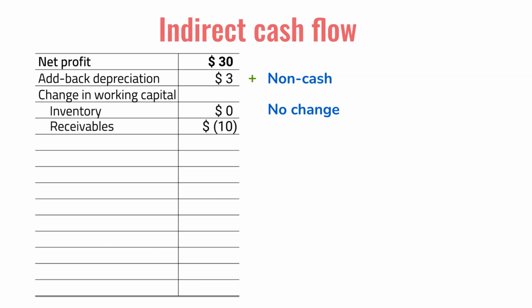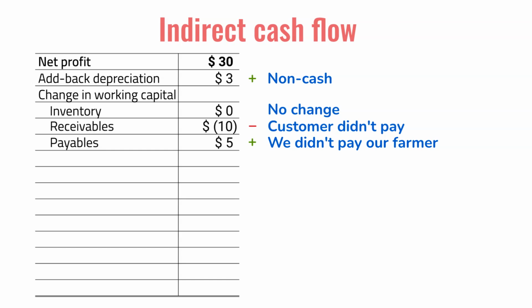But a customer didn't pay us $10 and our receivables increased. We have a minus $10 effect on our cash flow. But we also didn't pay our farmer for apples. We increased our payables by $5. That saved us cash, so plus $5. Operating cash flow is now 30 plus 3 minus 10 plus 5 equals 28.